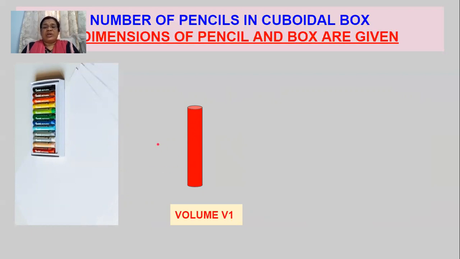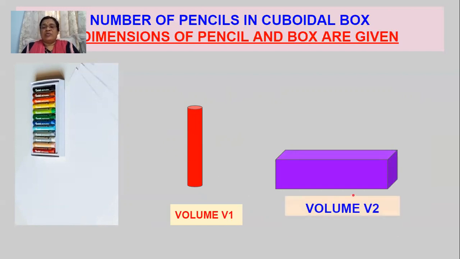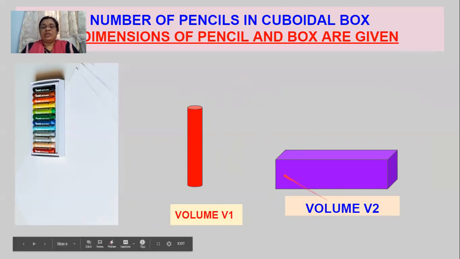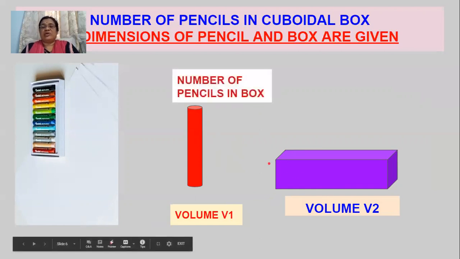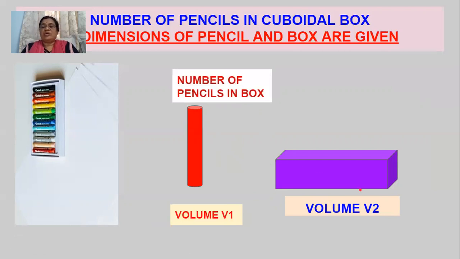You can work out, like here, the pencils are kept in a cuboid box. When you find out the volume of a cuboid box and the volume of the pencil, you observe that the box is big and the pencil is small. So the numerator should be big and the denominator should be small. The number of pencils in the box you can find out by dividing the volume of the cuboid by the volume of the pencil. Like this, you can find out the number of pencils in the box.